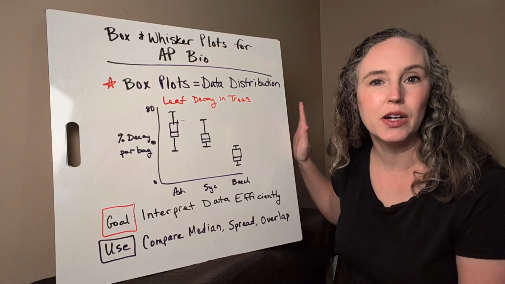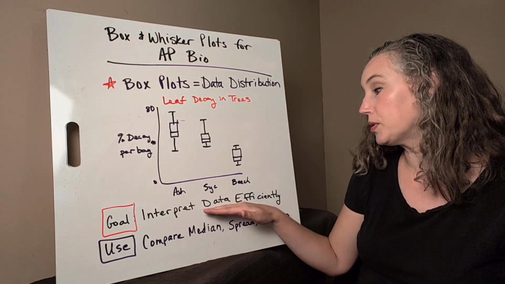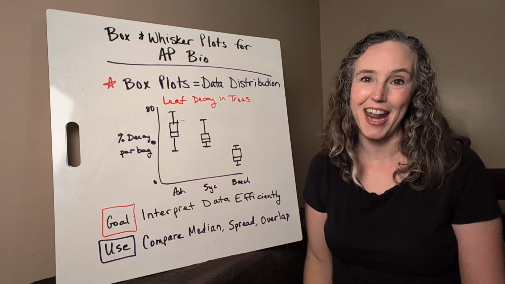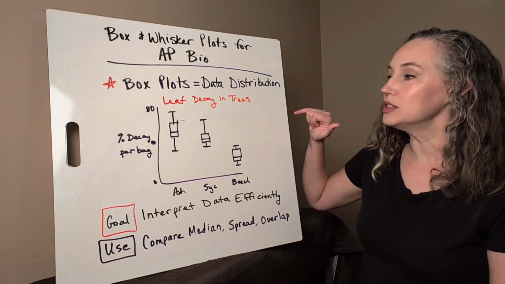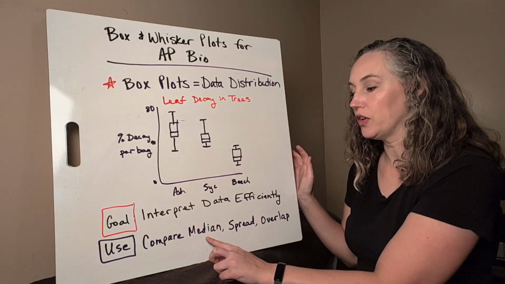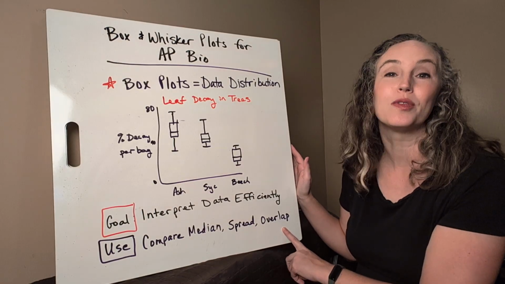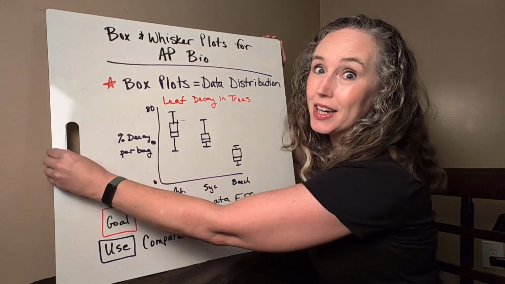The goal of this video is to help you learn how to interpret the data given in this kind of graph efficiently and accurately. We use box and whisker plots to compare the median of sets of data, spread, and overlap for different groups, or categorical data.